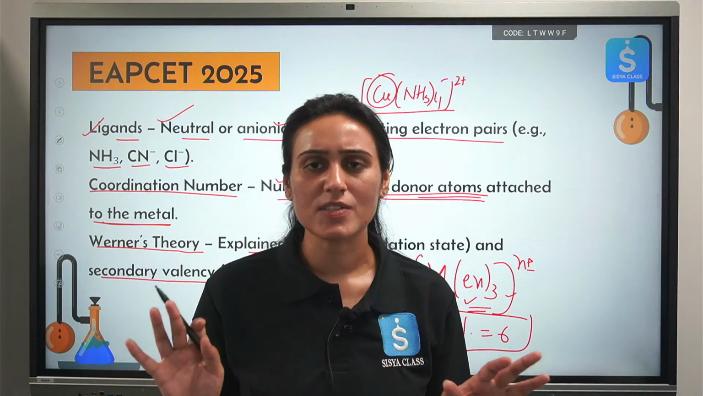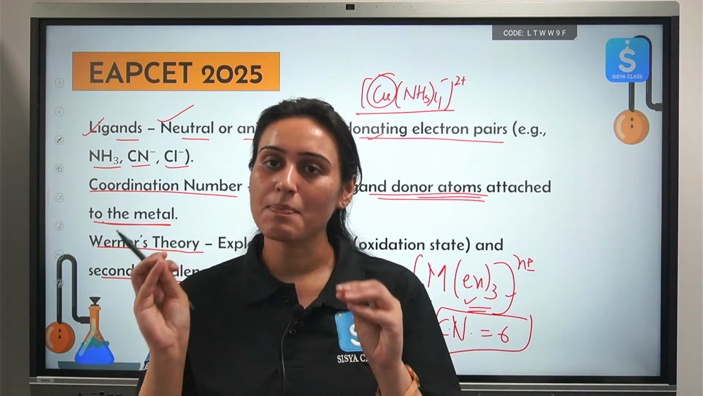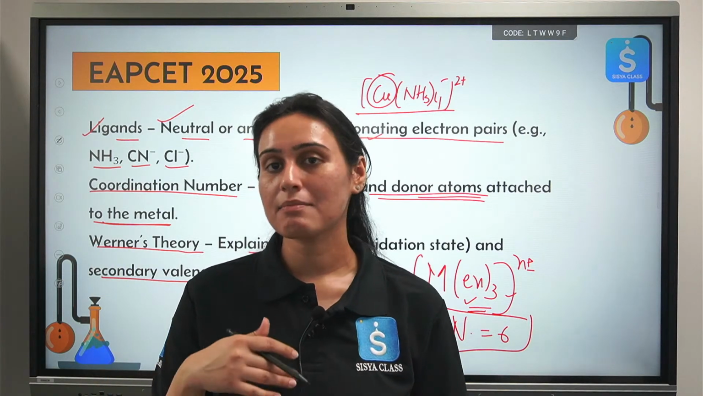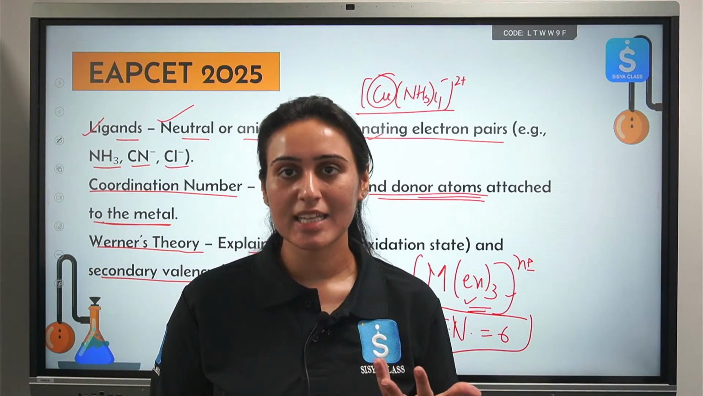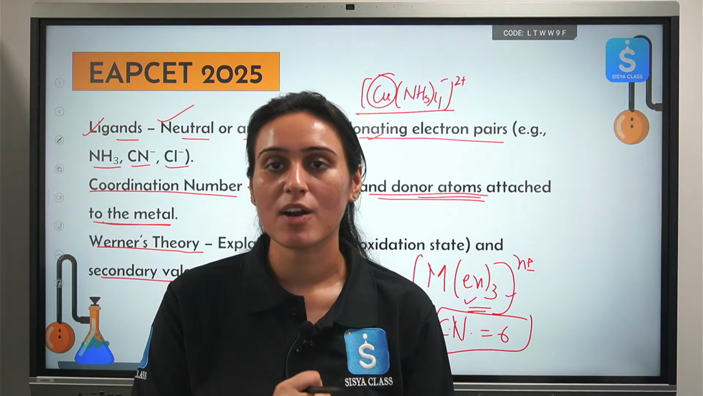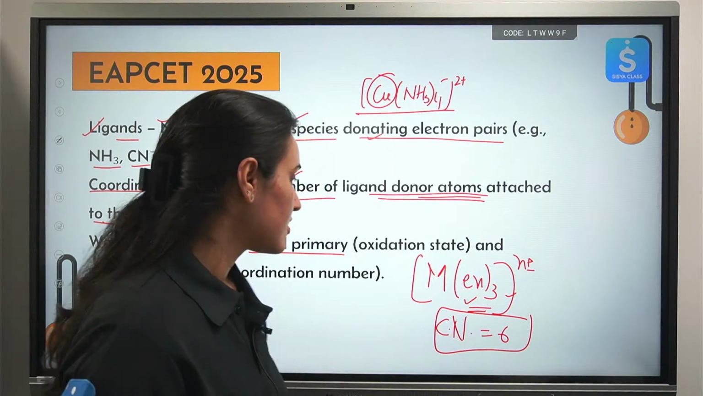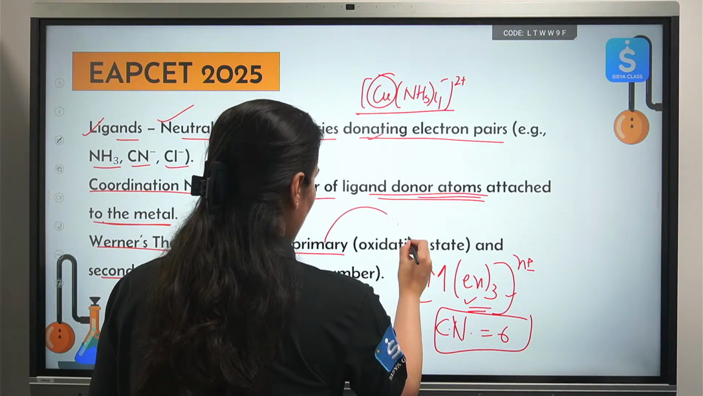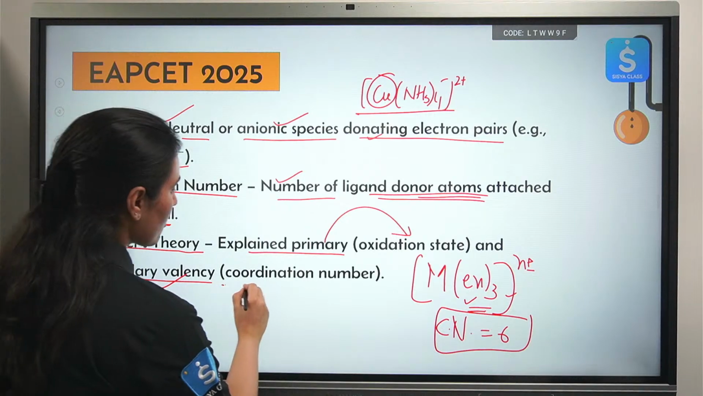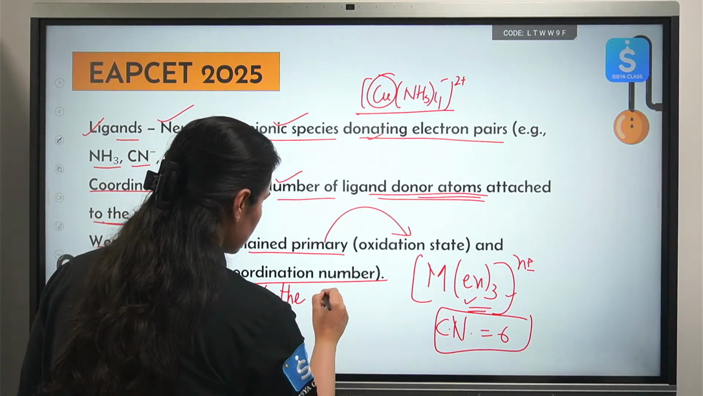Just calculate the oxidation number of your central metal atom. That is known as primary valency of the coordination compound. What do we mean by secondary valency of a coordination compound? The secondary valency will be the coordination number of the complex that you have taken. So primary valency is oxidation state of the complex and secondary valency is the coordination number of the complex that we are talking about.